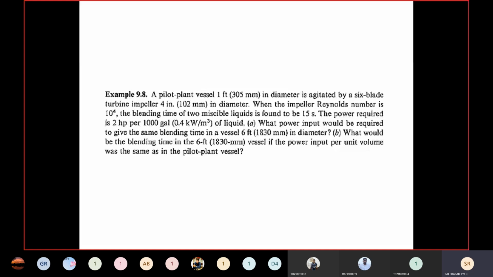Very good. So now, in the last lecture, we have seen the concept of scale-up. And now, we are going to see a problem which will come in the final examination. So listen carefully, and then you are supposed to practice it also. A pilot plant vessel, 1 foot or 305 millimeters in diameter, is agitated by a 6-bladed turbine impeller, 4 inches or 102 millimeters in diameter.